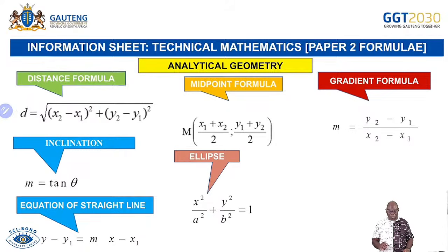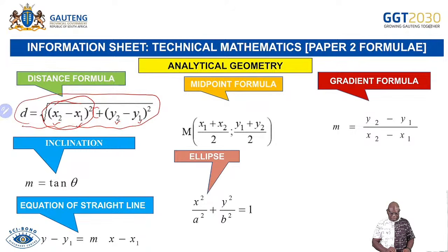In this case, first of all, you have the distance formula. You'll see the distance formula has got a d, and it equals the square root of x2 minus x1, squared, plus y2 minus y1, squared. They must both be squared, there's a plus sign in between, and you must copy it correctly from the formula sheet.